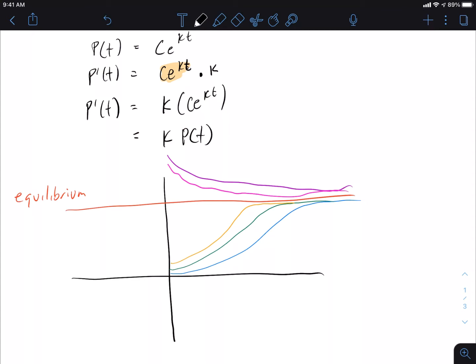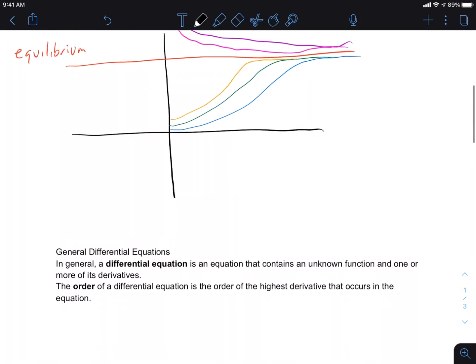So equilibrium is what's going to be sustainable, and that's important. And that equilibrium is going to be called the equilibrium solution. Okay? Now, some information on differentials.